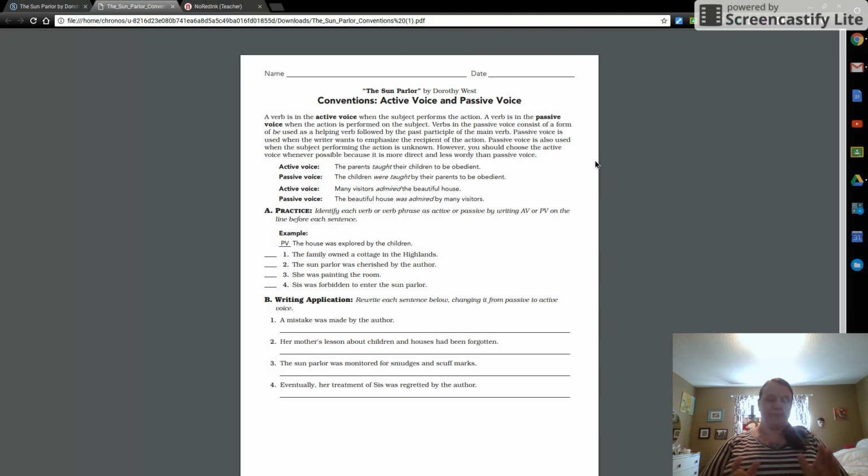Many visitors admired. Okay. So I know one that some people got stuck on was number 3, down here in B. The Sun Parlor was monitored for smudges and scuff marks. It's because there's not a subject doing, I should say. There's a subject having something done to it. The Sun Parlor is being monitored, but we don't know who or what is monitoring. So to fix this sentence, you have to tell me who or what is doing the monitoring. The technicians monitored, he monitored, she monitored, I monitored. You have to fill it in, right? You have to be a little creative with that one. That's why that one's so difficult.